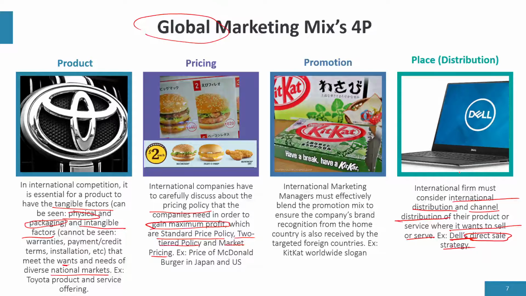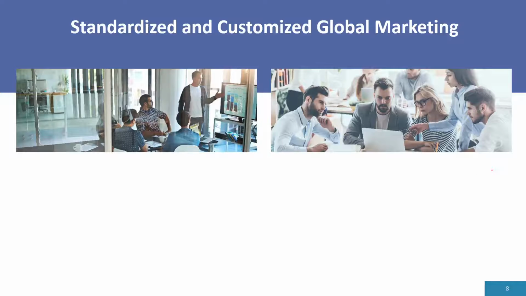And that's the global marketing mix 4P. Next, as we all know from the previous meeting, we have been talking about the standardized and the customized global operation. Here, we also have standardized global marketing and customized global marketing. So we'll be seeing the advantages and disadvantages of this. First, we will start with the standardized global marketing.